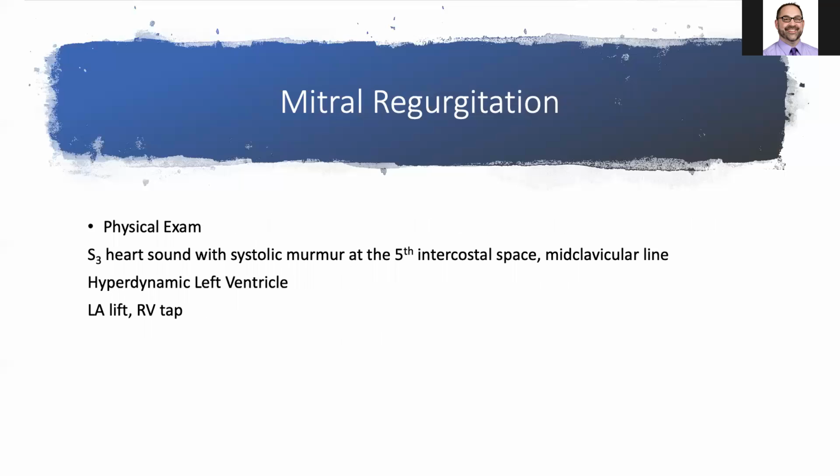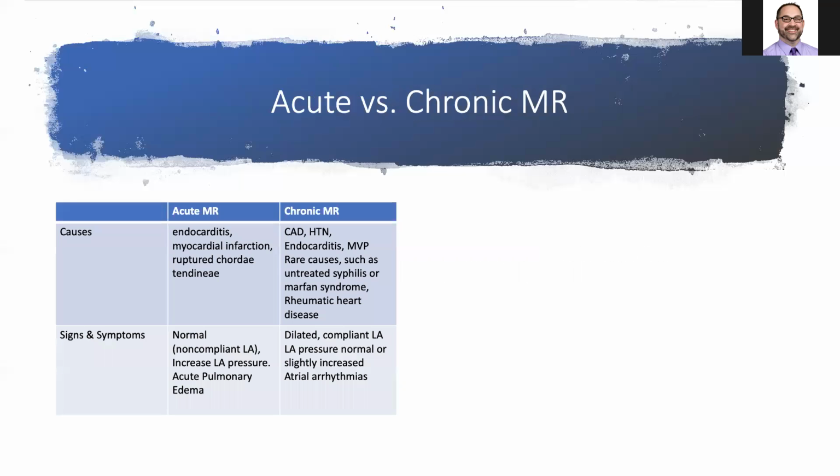So symptoms: fatigue, weakness, dyspnea, palpitations. Physical exam, they usually have an S3 sound, and a systolic murmur, left fifth intercostal space, midclavicular line. Acute versus chronic mitral regurg. Acute causes: endocarditis, myocardial infarction with papillary tendon rupture. Chronic: secondary to heart disease, hypertension, mitral valve prolapse, untreated syphilis, Marfan syndrome, or rheumatic heart disease.